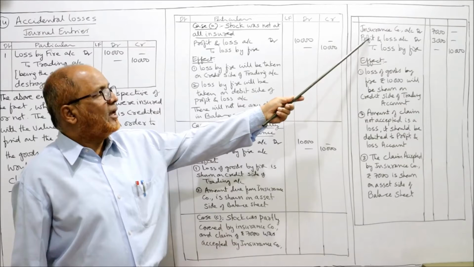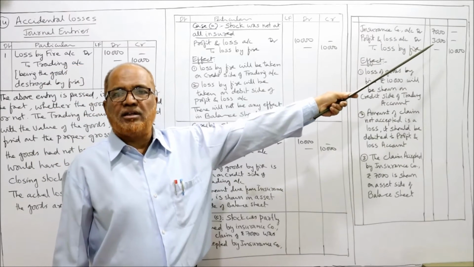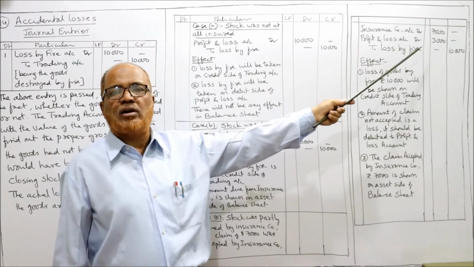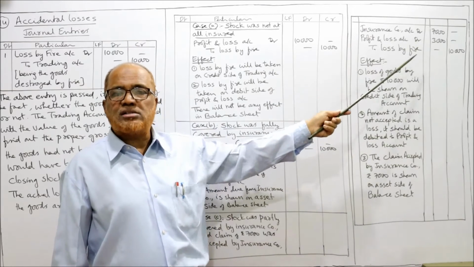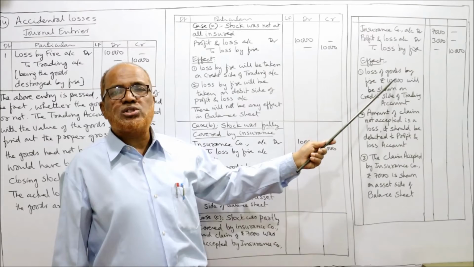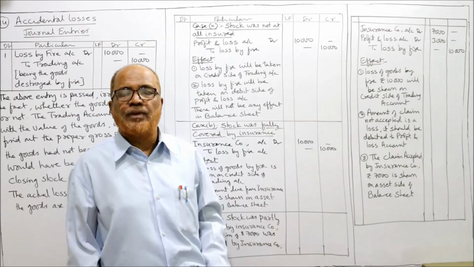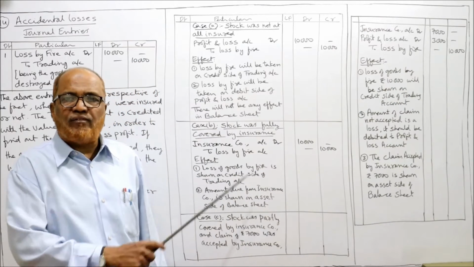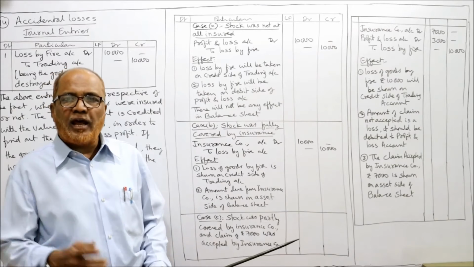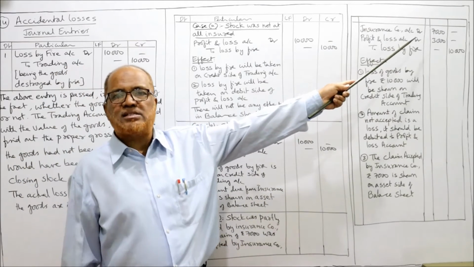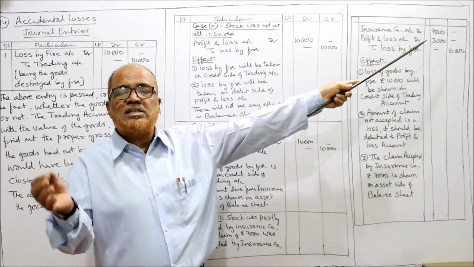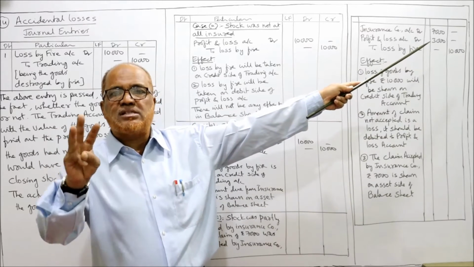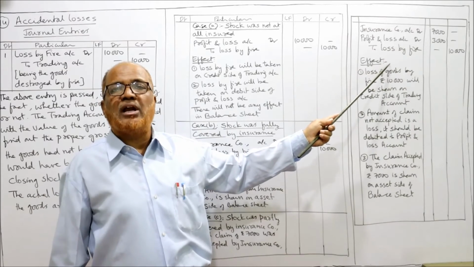So the entry will be: insurance company account debit 7,000, profit and loss account debit 3,000, to loss by fire 10,000. So in every case, loss by fire is credited. Here amount due from insurance company is 7,000, so insurance company account is debited 7,000. How much is the net loss to the business? 3,000. That will be debited to profit and loss account.